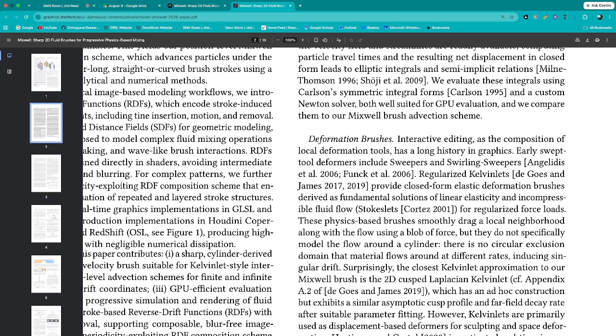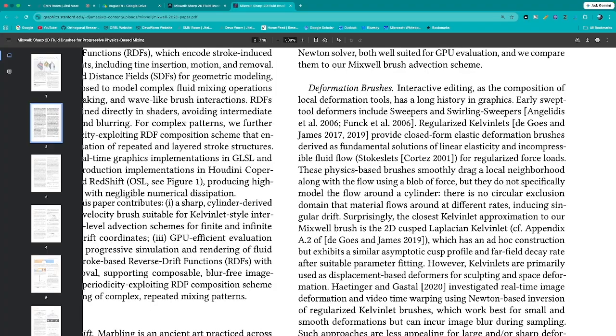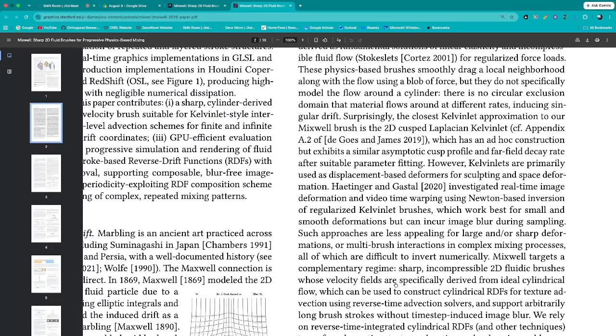Surprisingly, the closest Kelvinlet approximation to our Mixwell brush is a two-dimensional cusped Laplacian Kelvinlet, which has an ad hoc construction but exhibits a similar asymptotic cusp profile and far-field decay rate after suitable parameter fitting. So that's a little bit about the Laplacian Kelvinlet. However, Kelvinlets are primarily used as displacement-based deformers for sculpting in space deformation.